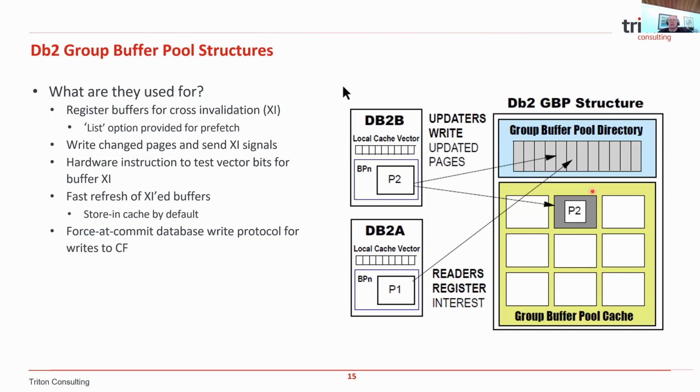So to summarize this, the group buffer pool structures are used to register buffers for potential cross-invalidation. When pages are written to the group buffer pool, cross-invalidate signals are sent to other members who have interest in the page, causing them to ultimately refresh the page. There's a special hardware structure that Db2 uses to test the bit vectors when a buffer has been cross-invalidated, and hopefully, from a tuning perspective, when a page is cross-invalidated, there'll be a fast refresh of the page from the group buffer pool.